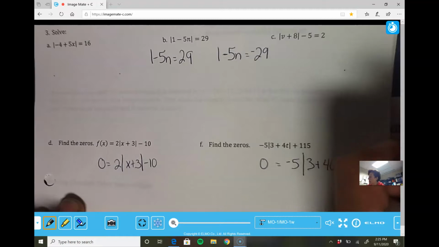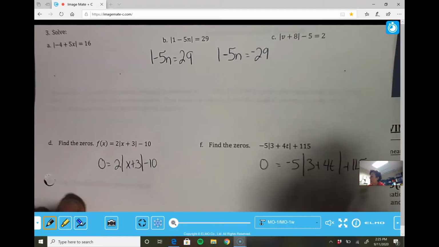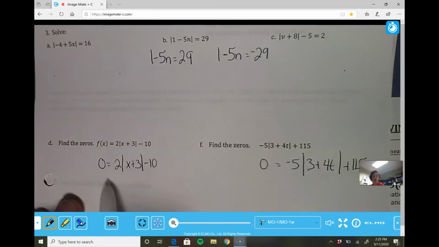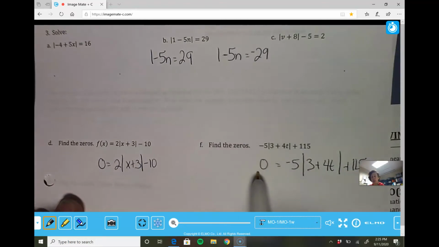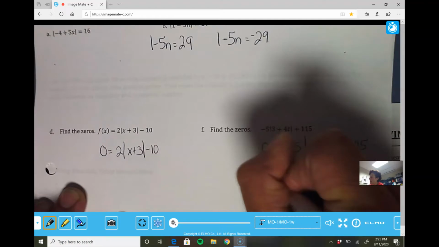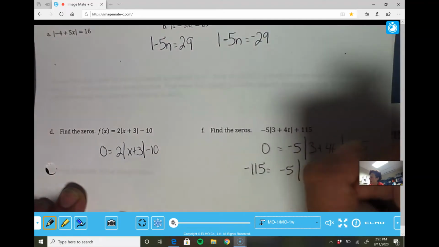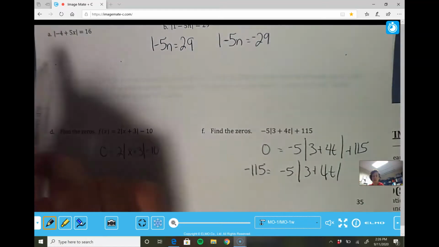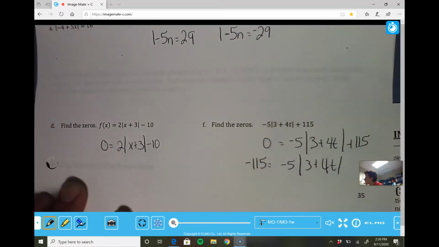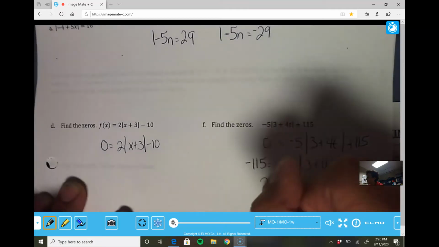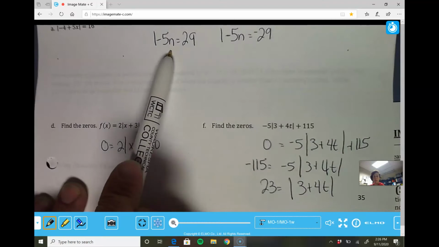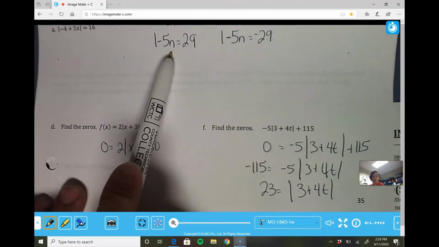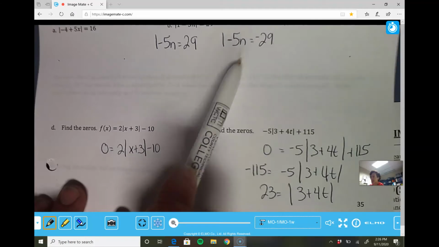And then the problems, once you do this, mimic these above. So first you're going to have to move the 10 over and then the 2 over to get it to look like this. And here you're going to have to move the 115 over. So let's set this one up a little bit. Because again, I want it to, whoops, that's supposed to be a 4. I want it to look like problem 3. And then I'm going to divide the negative 5 over. And when I do that, I get 23. And now this problem will turn into this problem. So I'll have 3 plus 4t equals 23, and I'll have 3 plus 4t equals negative 23.